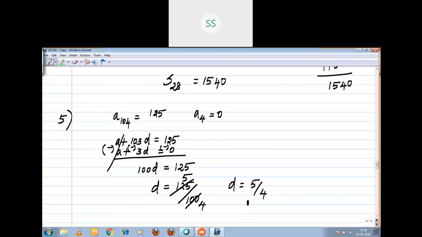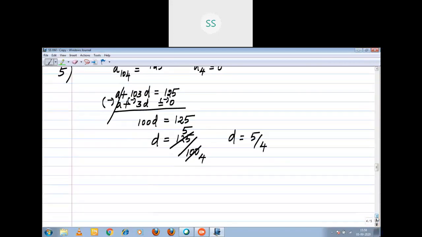Then you want to find what is A. They are asking to find the sum of the first 35 terms, right? Now what is your A? You have to substitute in any one of the equations. A equal to minus 3D, from A plus 3D equal to 0. In that I am going to substitute: minus 3 into 5 by 4, which is equal to minus 15 by 4.